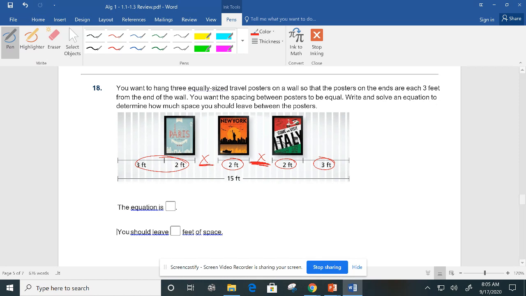So our equation here that we want to solve could look something like this. 3 plus 2 plus 3 plus 2 plus 2x is equal to 15. Let's combine here. We've got 12 plus 2x is equal to 15. Subtract 12, 2x is equal to 3, divide by 2, and you get 3 halves.